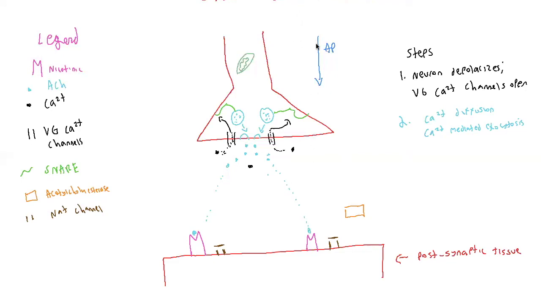So we're going to do step 3. Neurotransmitters diffuse and bind with receptor. So now we need to terminate the process. As we'll talk about later when we talk about tetanus, we really do not want acetylcholine to stay in the synapse for too long.